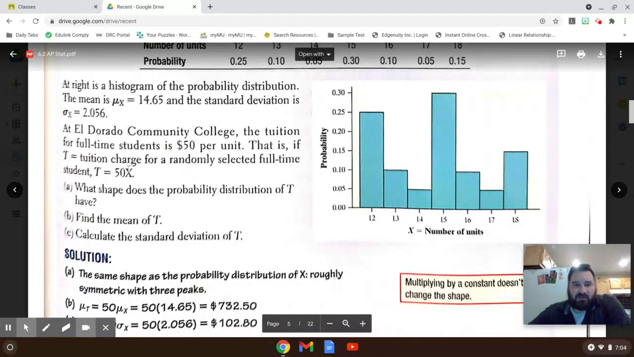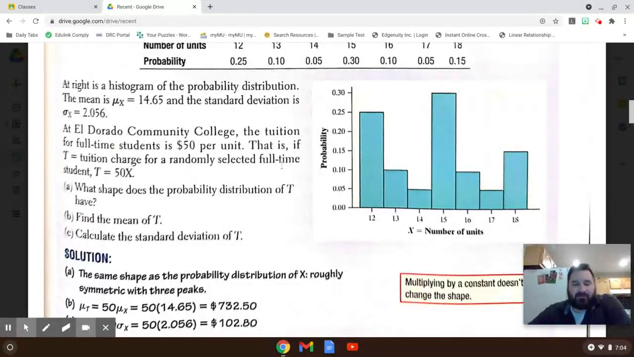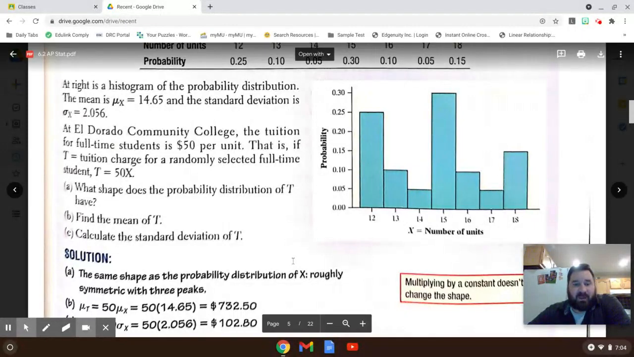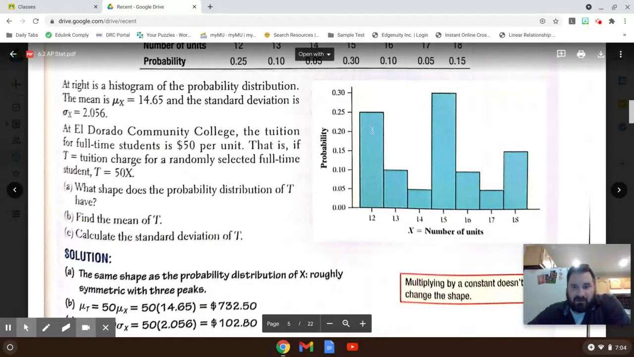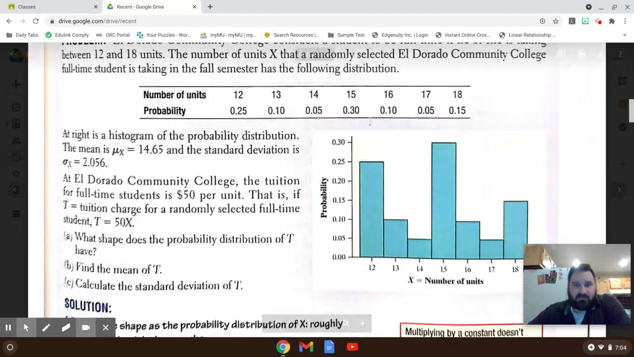So our new distribution is going to be in terms of dollars. So A, what shape does the probability distribution of T have? Well, same shape as the probability distribution of x. It's roughly symmetric with 3 peaks, because again, this is x up here.